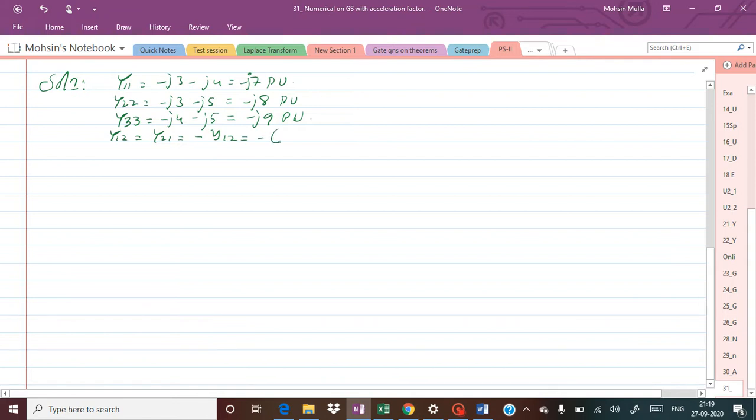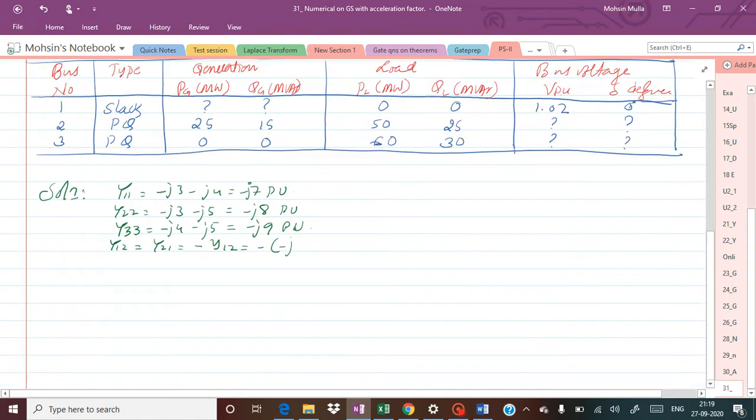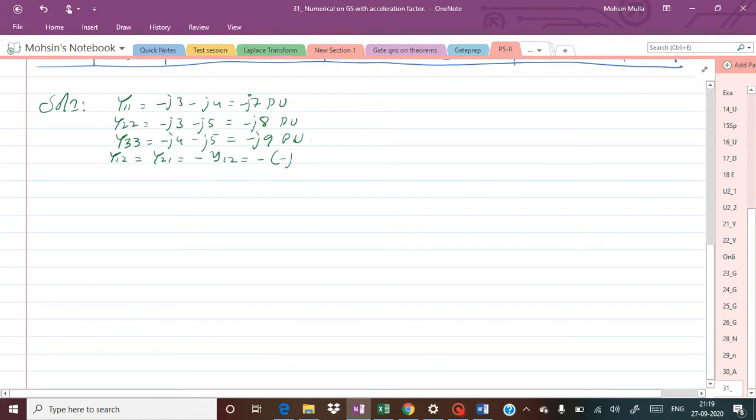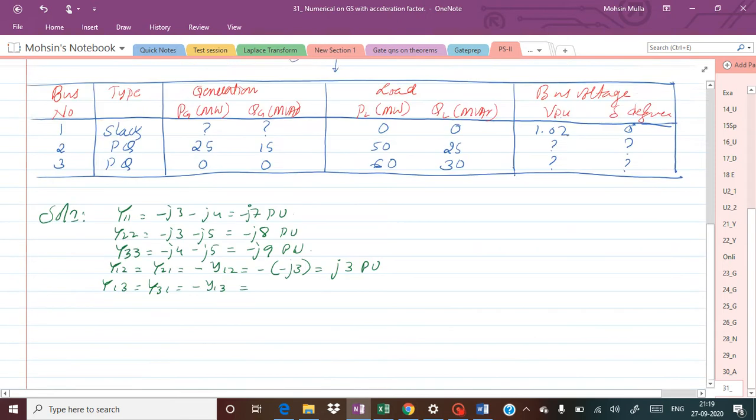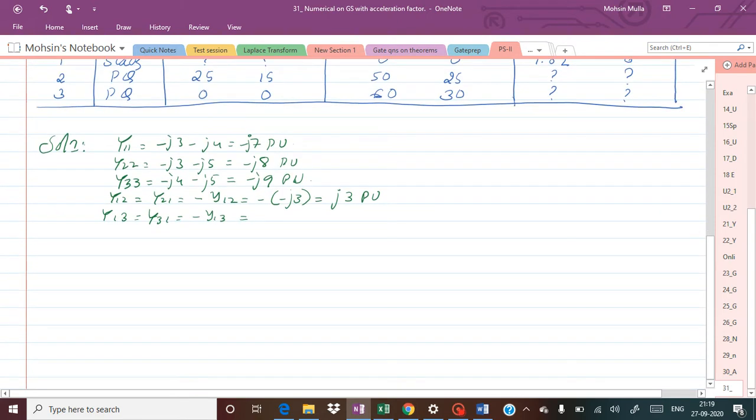So here, minus of minus J1 and 2 is 3, so it will be plus J3, which is also a per unit value. Similarly, Y13, which is nothing but Y31, will be equal to minus Y13. What is connected between 1 and 3 is minus J4, so minus of minus J4 is plus J4 per unit.